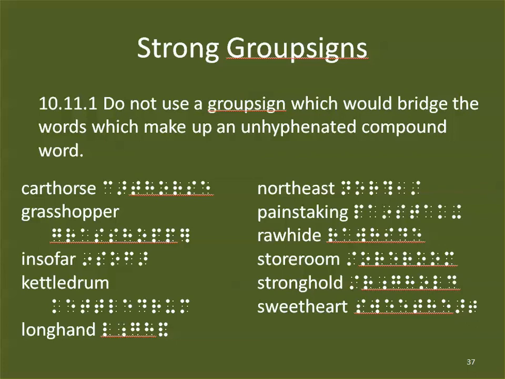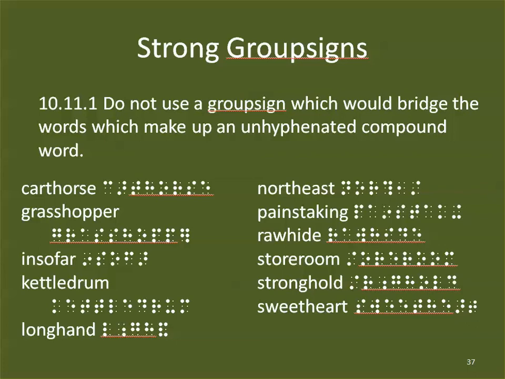Notice that in UEB it's allowable to use the EA contraction in east when it's joined up to another word like that. We have painstaking, and we're not using the ST contraction. That's the same as it was in EBAE.